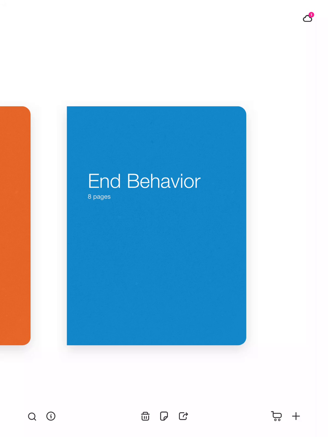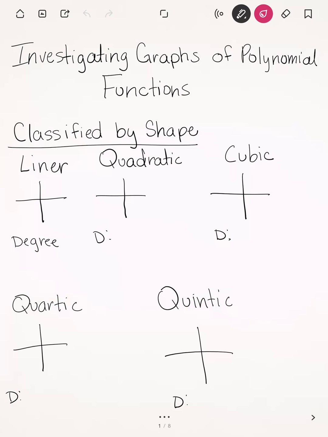In this video, we're going to talk about polynomials and end behavior. First, we're investigating graphs of polynomial functions. Hopefully by the end of this video, you will be able to investigate graphs of polynomial functions and graph them, rough sketch. We're not looking for perfectness when we're talking about end behavior.